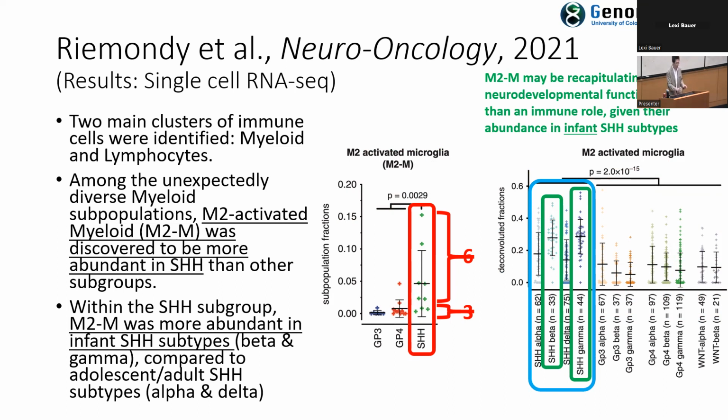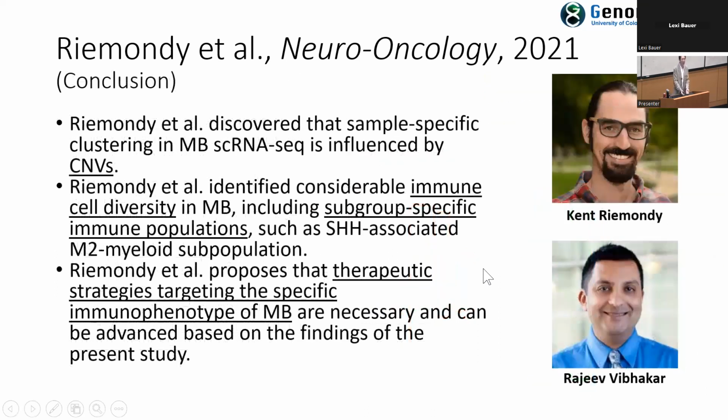Again, you wouldn't be able to tell this with bulk RNA-seq, and in fact you might get into trouble by using bulk RNA-seq, where you find that, hey, M2M is upregulated among SHH subgroups, and you publish it. But when you use single cell RNA-seq data, you find that it's not across all SHH subgroups, but specifically in the beta and gamma. That's going to be really important because M2 activation is associated with immunosuppression, et cetera. That gets to the last point, but I'll get there.